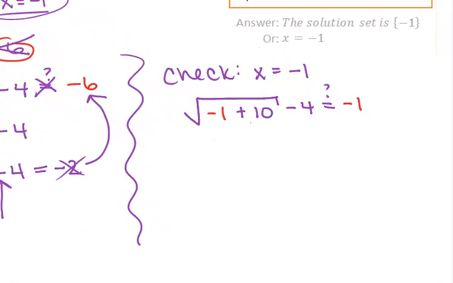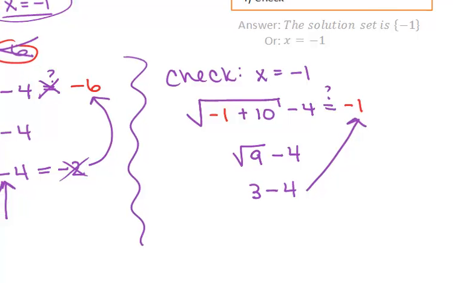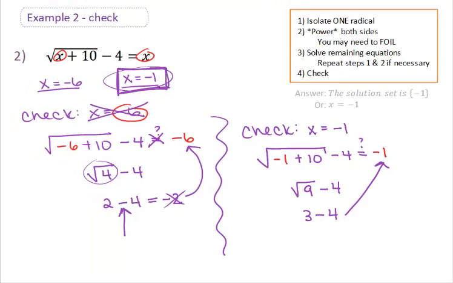So square root of 10 minus 1 gives me square root of 9. Square root of 9 simplifies to 3, and 3 minus 4 does in fact give me negative 1. So the solution of x equals negative 1 does work. So my solution set is the only number of negative 1.